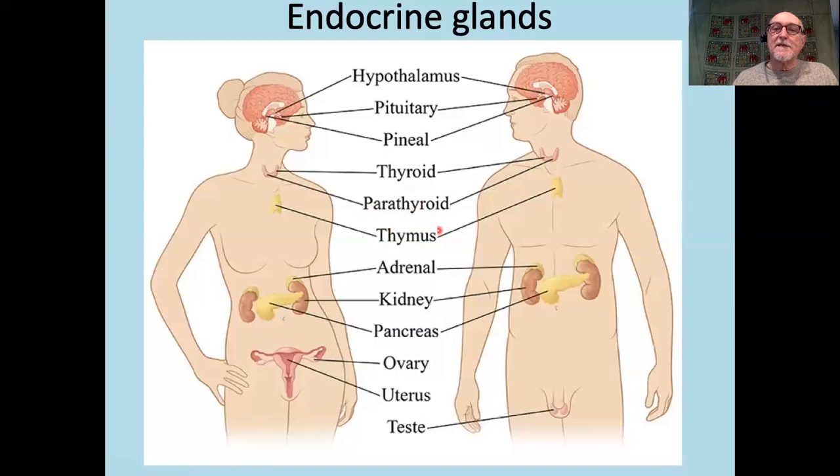Next, this is a very, very important gland of the immune system. And this is the thymus. It lies right behind your breastbone here. And it's another of these glands which ceases most of its activity as we age.